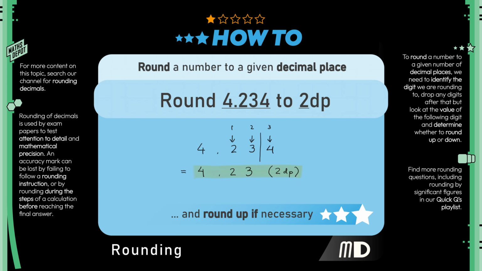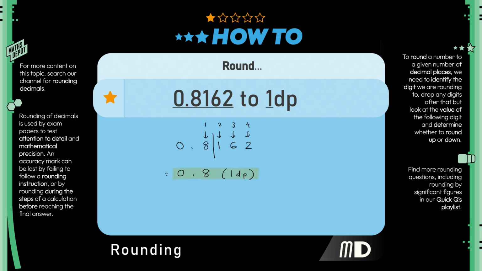Here are some more examples. This time there are 4 digits after the decimal point, and we need to round this decimal to 1 decimal place. To begin, we need to identify the digits by their position after the decimal point. The first digit is 8. The second digit is 1. The third digit is 6. And the fourth digit is 2.